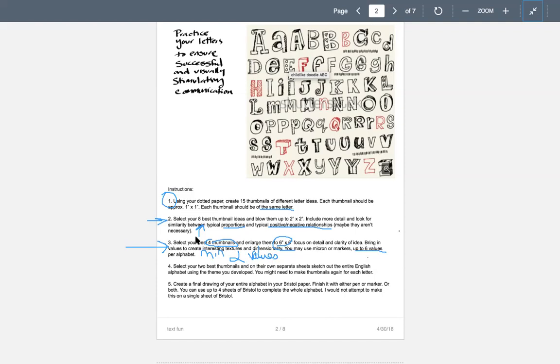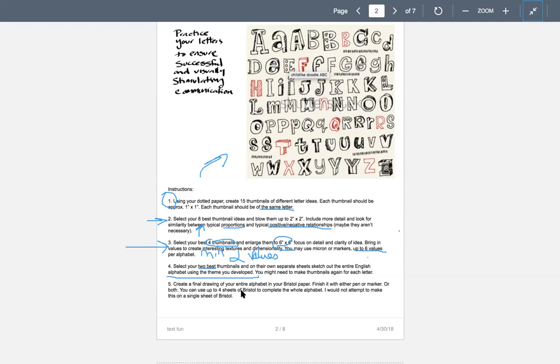Okay, so then once you've done that, select your 2 best thumbnails. Those should be on separate sketchbook sheets. And with those ideas, your 2 best ideas of what your different designs might be, you're going to make the entire alphabet using that theme, okay? So that's just something to kind of think about and be playful with.